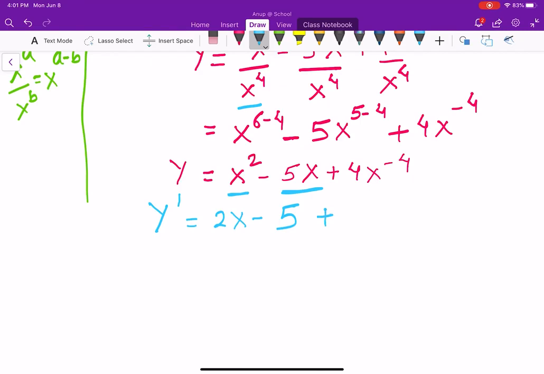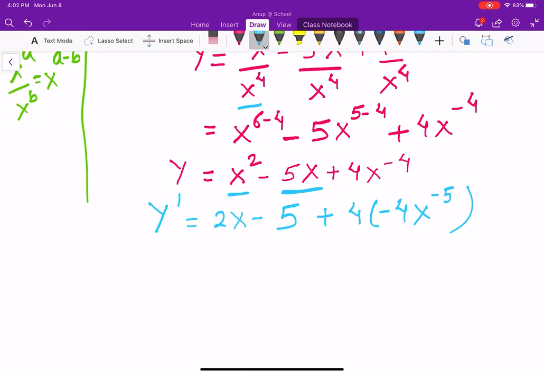How to find the derivative of that? Because of the constant multiple rule, 4 stays as it is, and the derivative of x to the power minus 4, by using the power rule, is to bring the power down, right? So negative 4 comes down, write down the x as it is, and subtract the power by 1, so negative 4 minus 1 will be negative 5. And this is the y prime, or the derivative of y with respect to x.